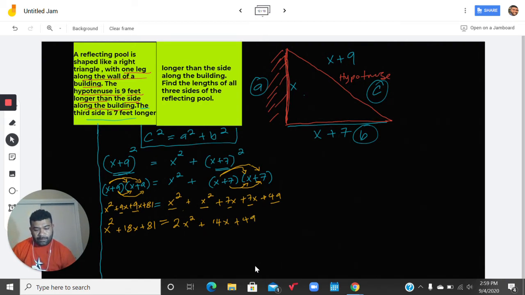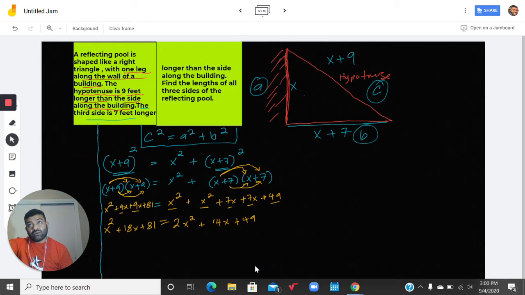Now I hope that so far we are following. We started with reading the question, trying to understand the question, and then we know that there's a side that's along the wall of the building, so we'll assume it's going to be vertical, and then another one is going to run horizontal, and then the hypotenuse is going to be the diagonal line. And then when we continue reading the question, it says the hypotenuse is 9 feet longer than the side of the wall.